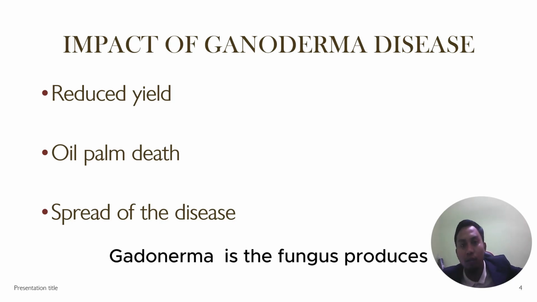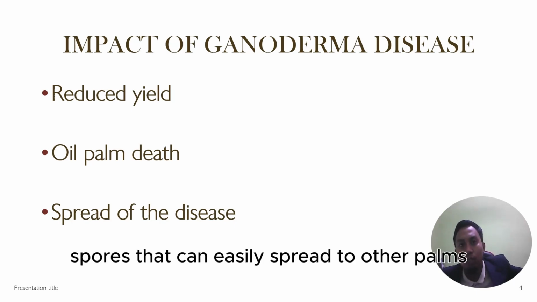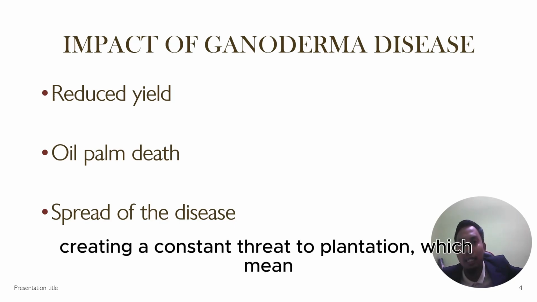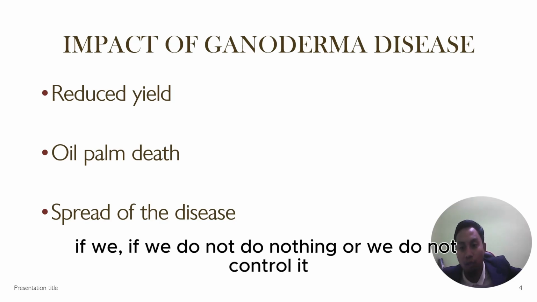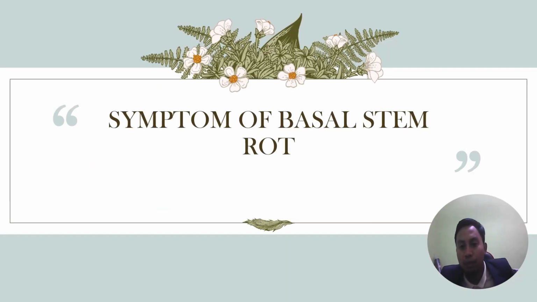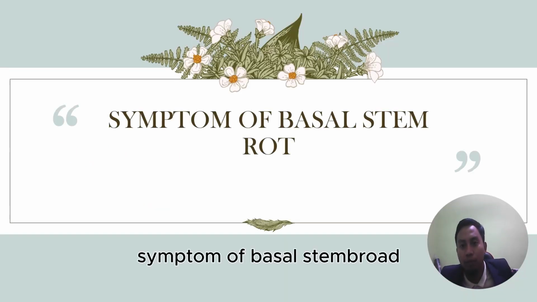Ganoderma is a fungus that produces spores that can easily spread to other palms, creating a constant threat to plantations, which means it can spread from the diseased palm to the healthy palm if we do nothing or we do not control it.